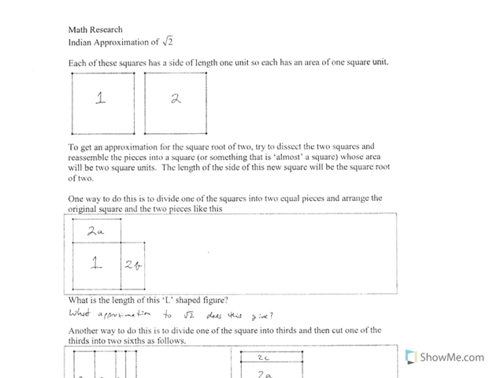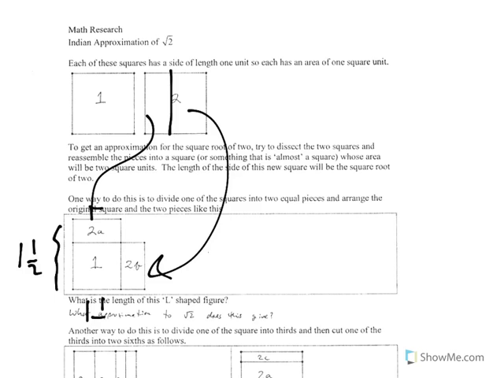So what the Indians did is had a very clever idea. Rather than cut the 2 squares up to make a perfect square of area 2, instead they cut up this second piece this way, and they assemble it like that. And what they get here is an L-shaped thing, not a square. This L-shaped thing has dimensions 1.5 by 1.5. It has an area of 2, and it's this L-shaped thing, which is not a square.